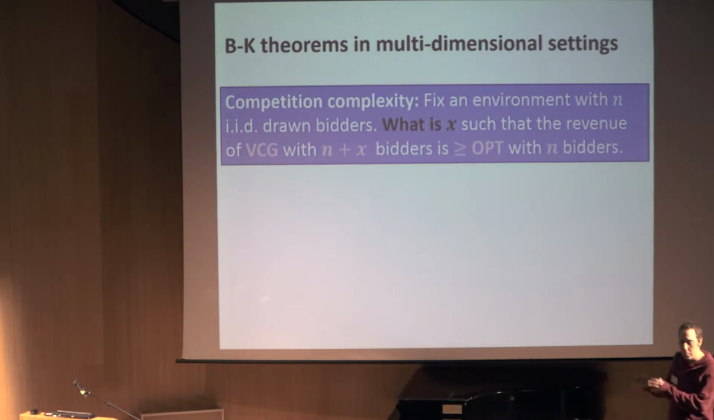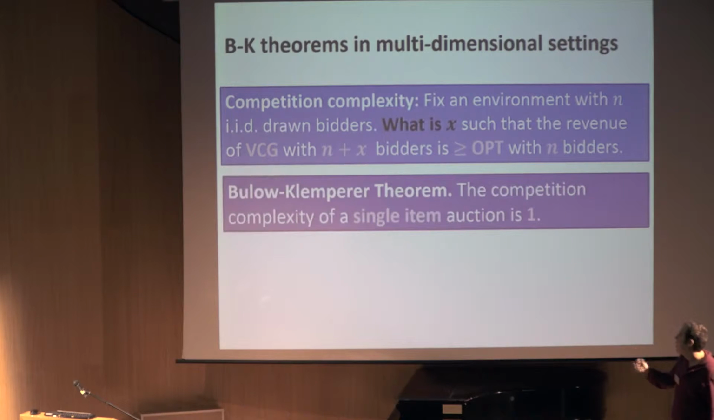So for warm-up, let's say what Bulow-Klemperer is in this language. The competition complexity of a single item auction is only 1, because x has to be only 1 in order to surpass the optimal revenue. So this is the standard Bulow-Klemperer.